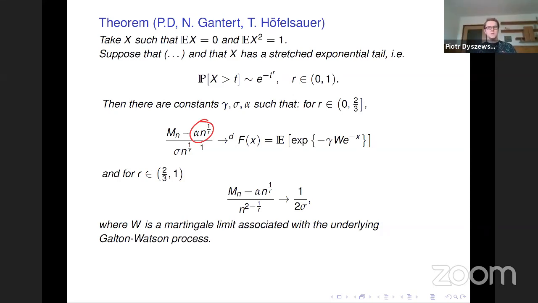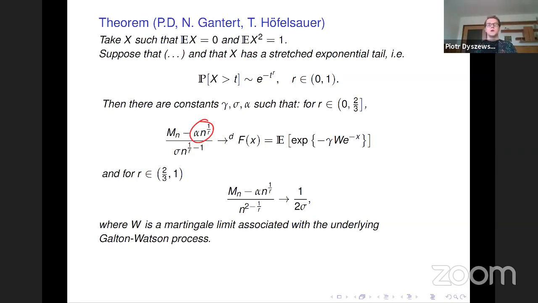But for smaller values of r, the rightmost particle fluctuates in the neighborhood of this value, with a limit being the shift of a Gumbel law. So here, this W, this random shift, is a martingale limit associated to the underlying Galton-Watson process, and we will see exactly how this guy pops up. And whenever r is big, you have more balanced behavior, which translates to an almost sure limit.